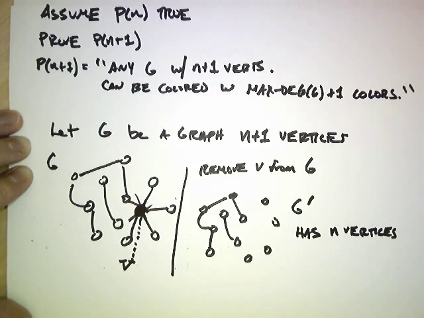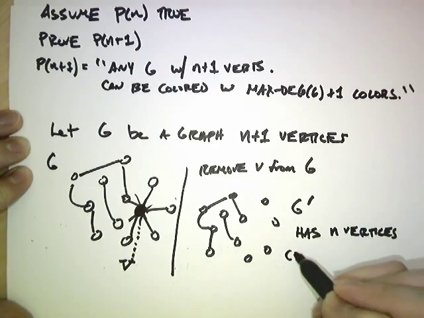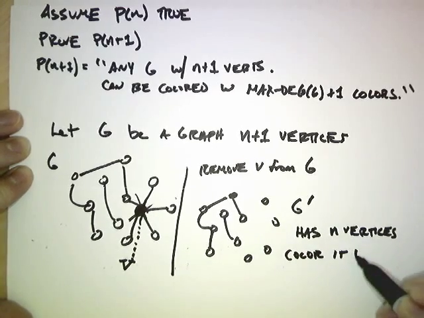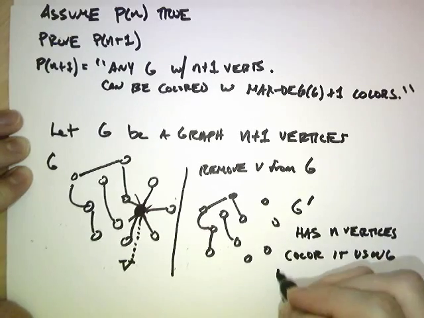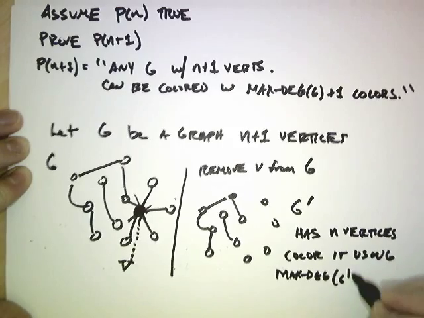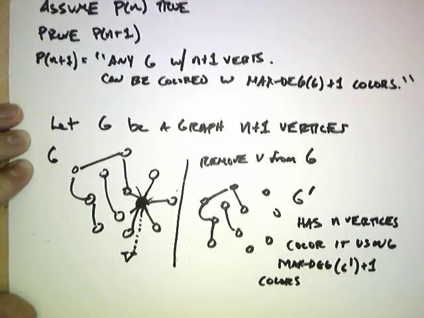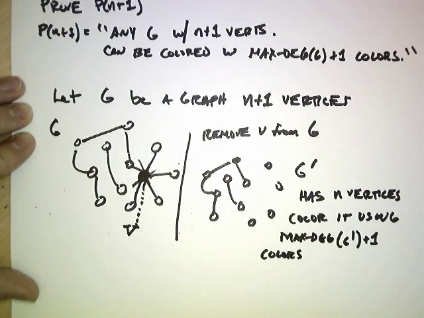What's its maximum degree? It's not clear. It could be the same as G. Maybe this wasn't the max degree vertex that we pulled out. But we do know that it has n vertices. It has one fewer vertex. So now, since it has n vertices, I can apply P of n, and I can color it using max degree of G prime plus 1 colors. That's what the inductive hypothesis tells me.